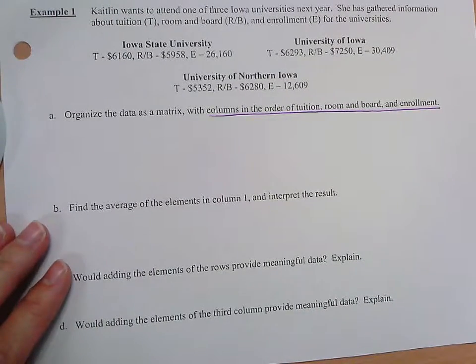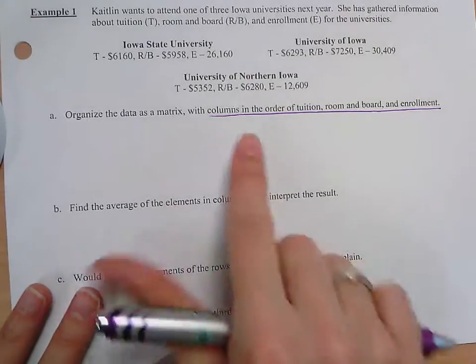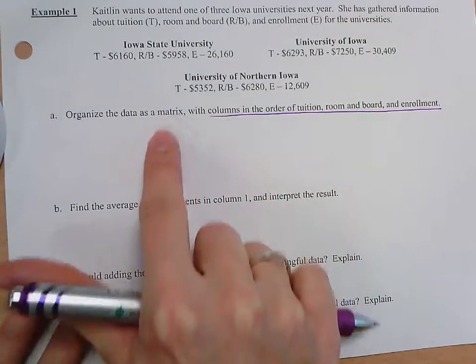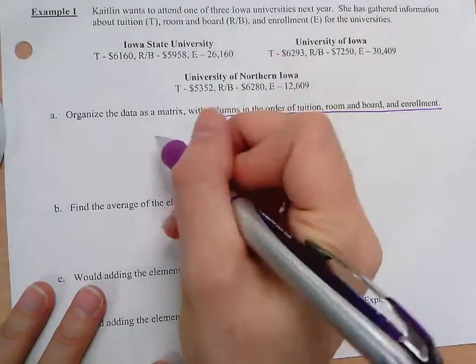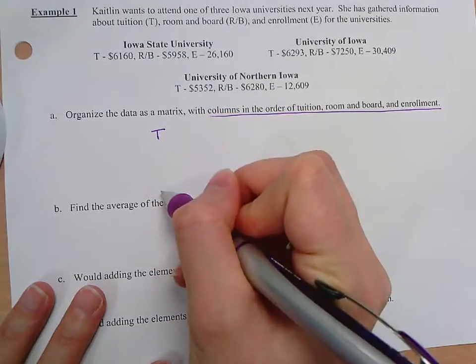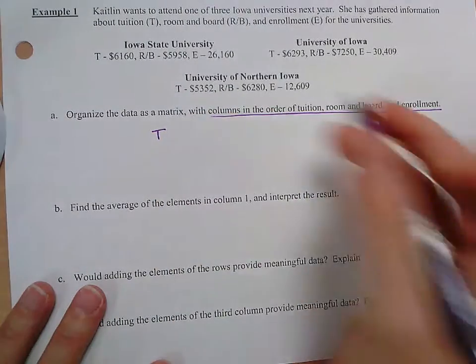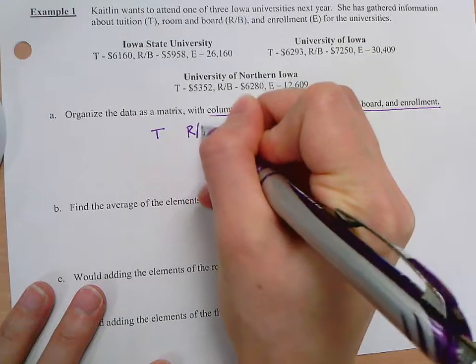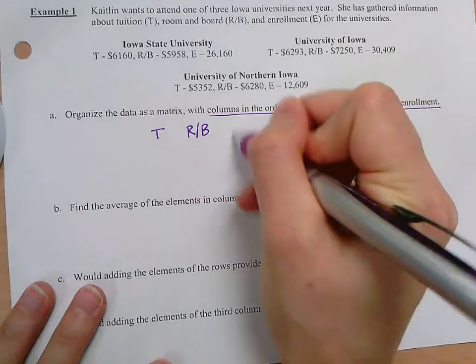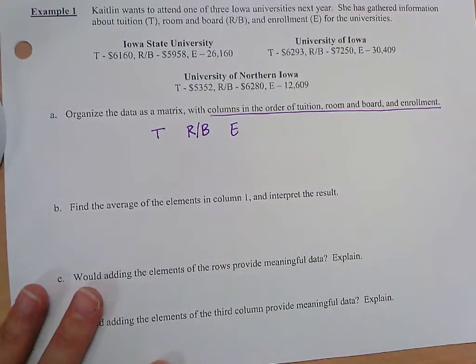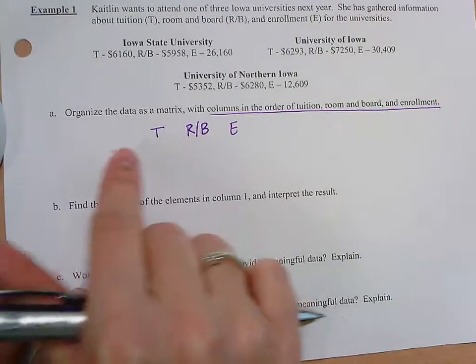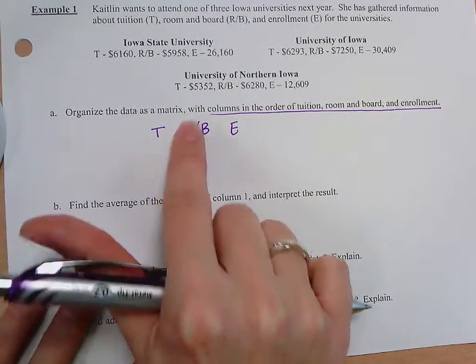So how I'm going to set this up is my columns. Vertically, I want my first column, I'm just going to put a T. I want all of the tuitions. My second column, I want all of the room and boards. And then my third column, I want all of the enrollments. And therefore, those are my 3 columns.